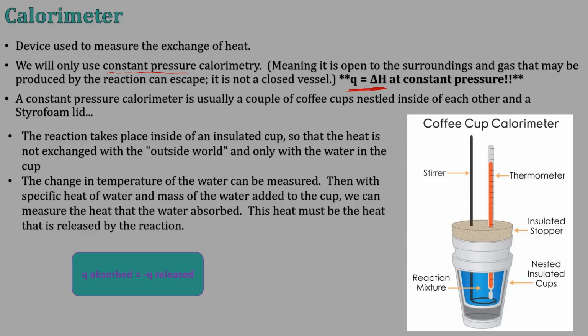The reaction mixture would be inside of the cup, and then a thermometer is placed in there to measure the change in the temperature. So the reaction takes place inside of the cup so that the heat is not exchanged with the outside world. Hopefully this is insulated well enough that heat can't escape. It's not 100%, but it works pretty good. And then the change in the temperature of the water can be measured.